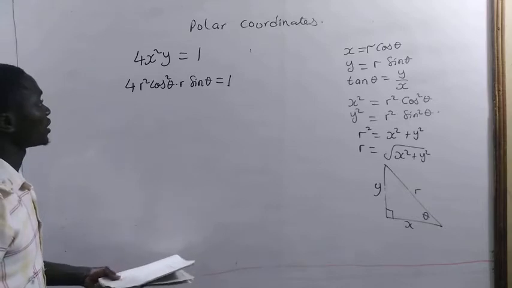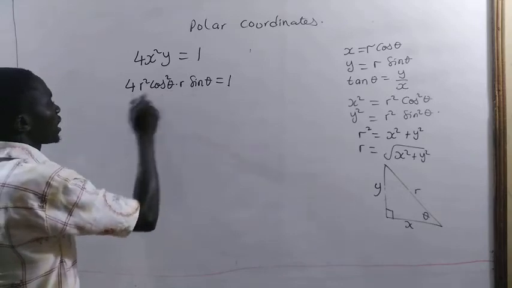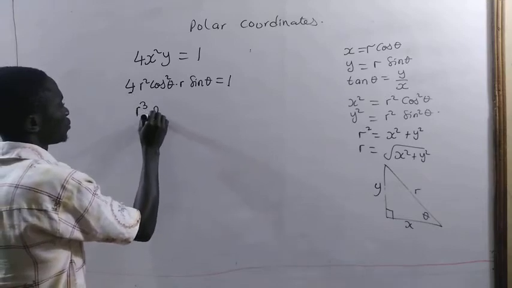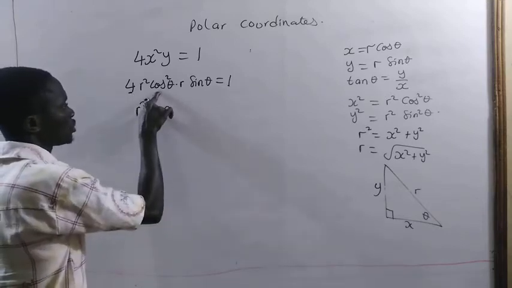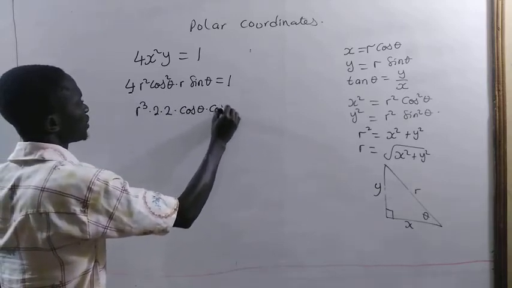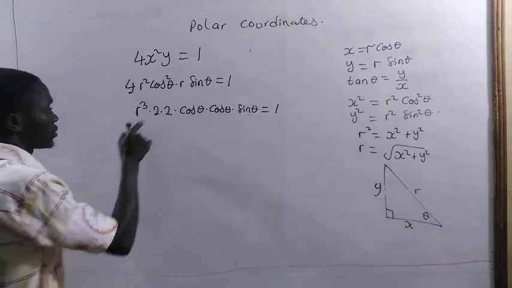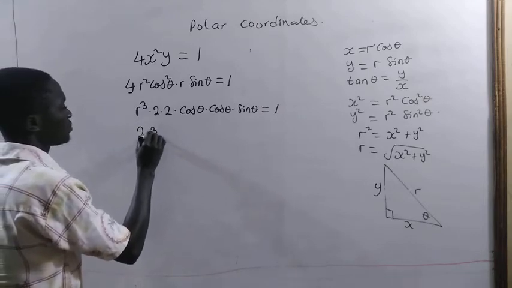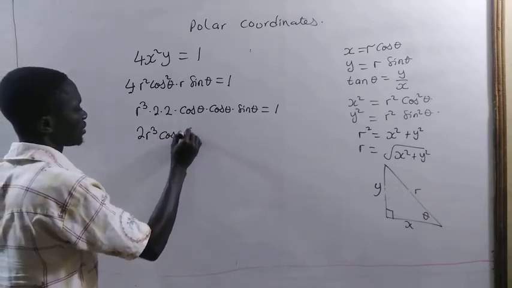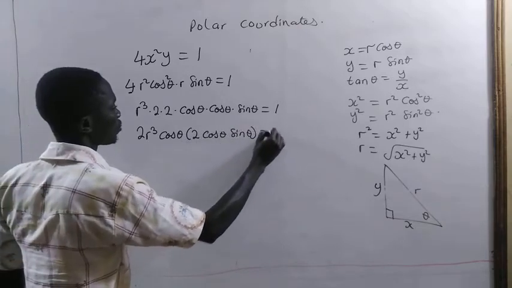This is the answer that I have here. So let's see. r squared times r will give us r cube. Then this 4 can be written as 2 times 2. And this cosine squared can be written as cosine of theta times cosine of theta times sine of theta equal to 1. So here I'll take 2r cube times cosine of theta times 2 times cosine of theta times sine of theta equal to 1.